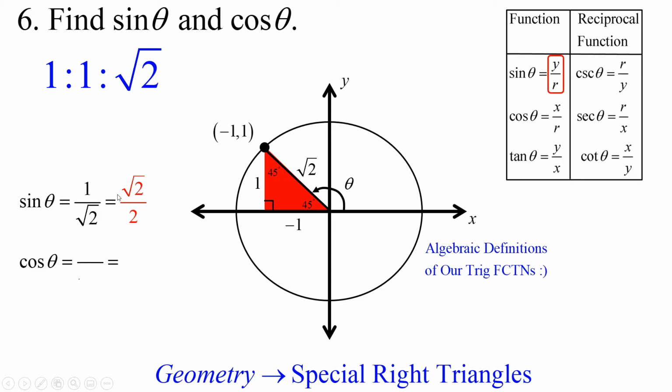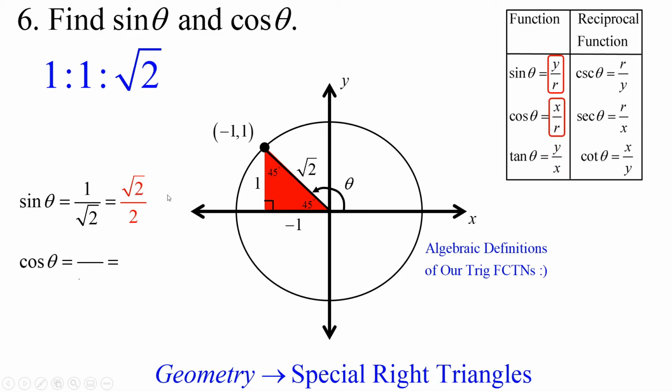1 times root 2 is root 2. And root 2 times root 2 will give me a 2. So sine of theta is root 2 over 2. Now cosine of theta. Well, cosine of theta is x over r. And you see that right there. So what's the x-coordinate of my point right there?